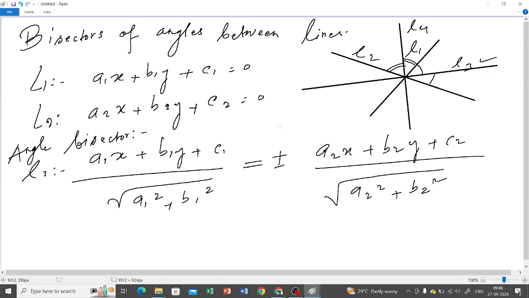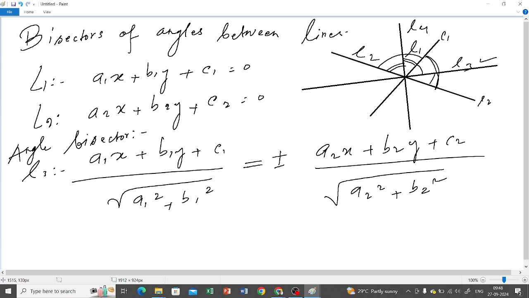The angle bisector can bisect the acute part and the other one can bisect the obtuse part. Okay, so if you see L1 and L2, so this is L1 and this is L2. So you see this part is the acute part, right? And this part is the obtuse part, right? So what is acute? Acute means which is less than 90 degrees. What is obtuse? Obtuse means something which is greater than 90 degrees.